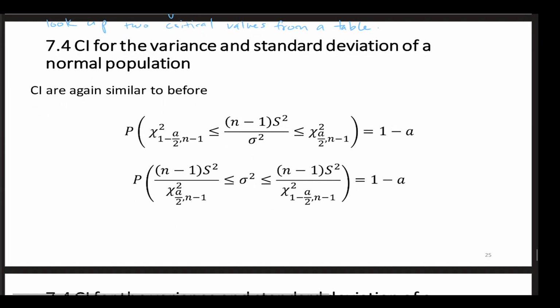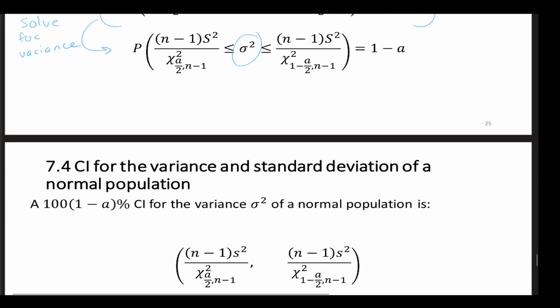Now, the same approach applies. We use the chi-square distribution. We develop our confidence interval by solving for sigma squared, or solving for variance. So you set up your probability calculation right here, and then solve for variance in that inequality to develop your confidence interval. And now we have our confidence interval. Basically, this is our lower bound, and this is our upper bound for our confidence interval.